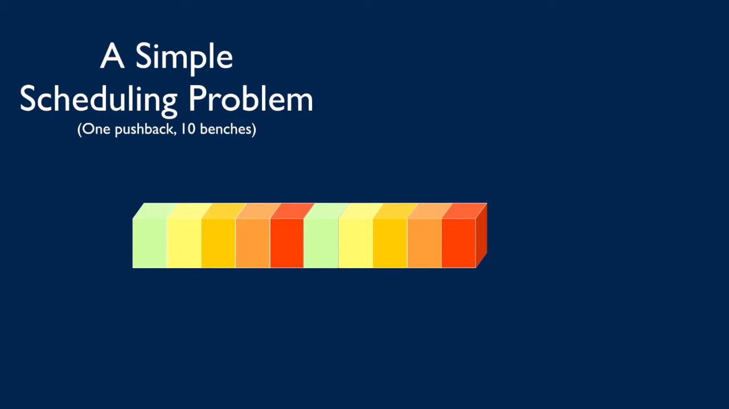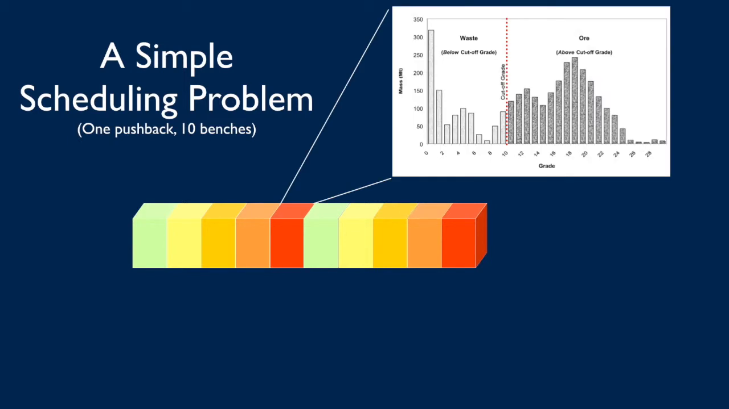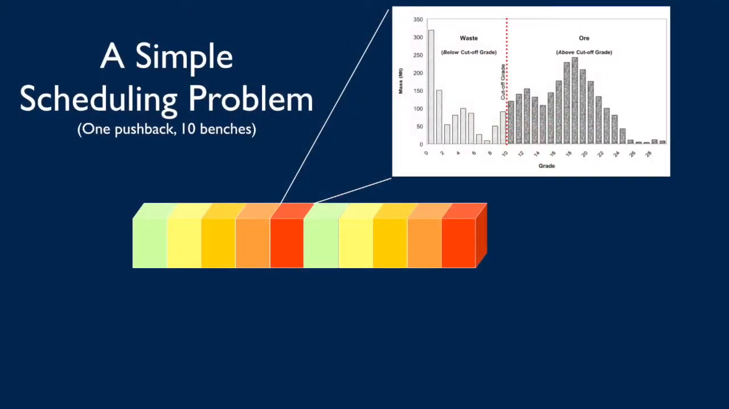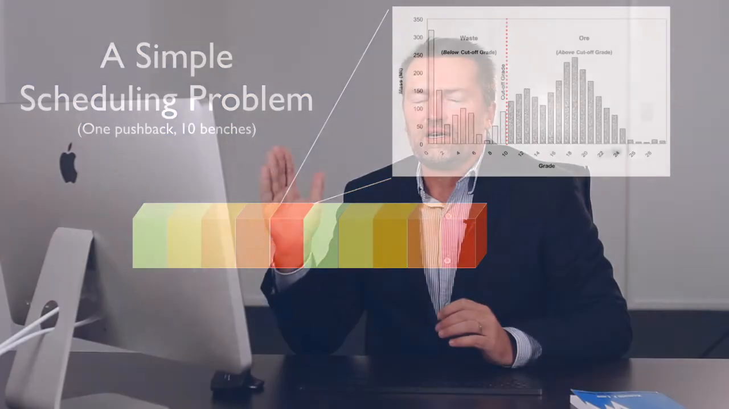In each of those benches, we have a grade tonnage distribution. So what's happening here is that the material on the bench is put into categories of similar value. Each of the benches has got its own grade tonnage distribution. And what we'll be doing is deciding where we're going to put our cut-off grade so that anything above that cut-off grade goes to the mill and anything below the cut-off grade goes to the waste dump. We won't be considering stockpiles in this example.